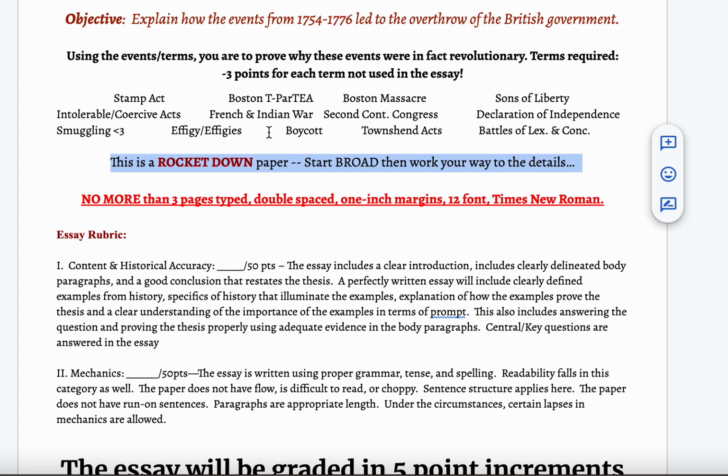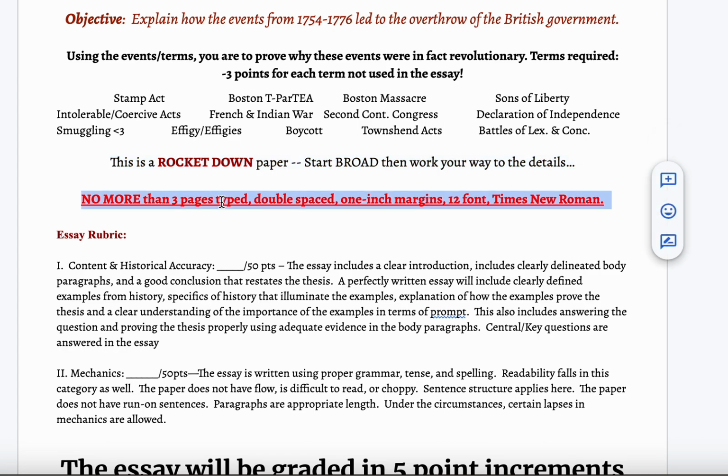This is a rocket down paper. I don't know if you've ever been told this, but if you look at a rocket, I'm going to draw it on the board, a rocket down basically means you start broad and then you get to the brief. So that means you're starting a paragraph off very broad with an open statement, and then you eventually get to the details in the paragraph.